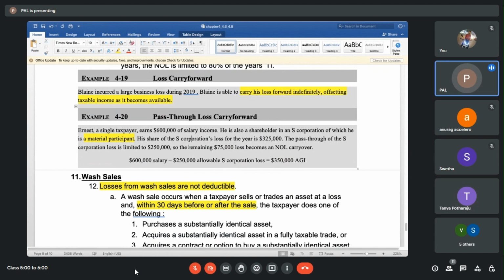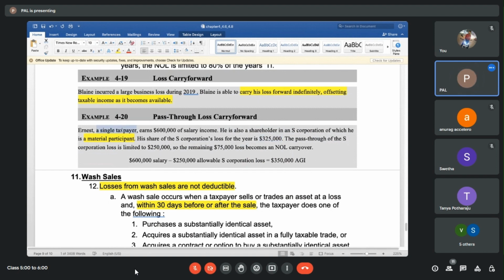Right. So it's not just Schedule C. There is also a limit on pass-through, if the income is coming from an active source. If he was a shareholder in an S corporation where he has not materially participated, then the passive activity loss limitation will come into the picture. But what they're saying is he is a shareholder where he is materially participating. That means his involvement is quite a lot. And through that company, he is getting a loss of $325,000.